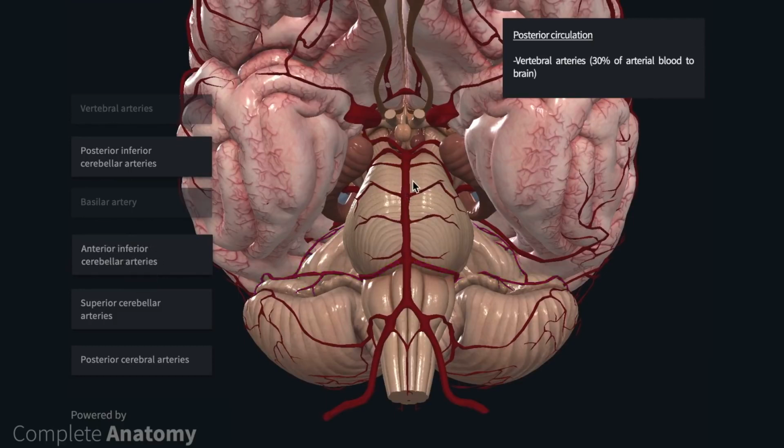Two paired arteries arise at the terminus of the basilar artery, those being the superior cerebellar arteries and the posterior cerebral arteries.